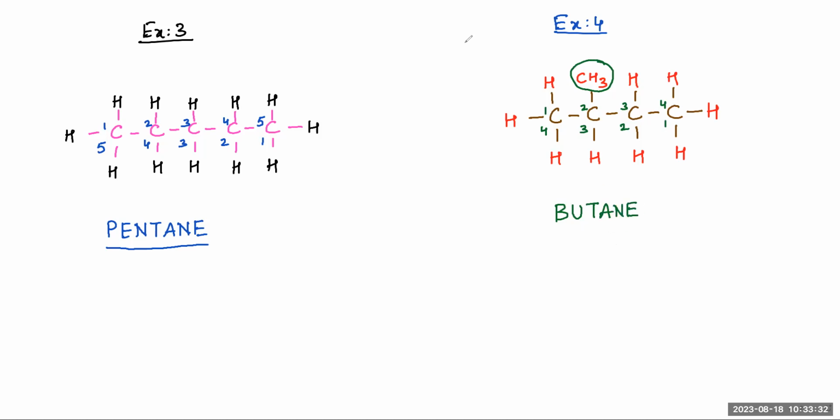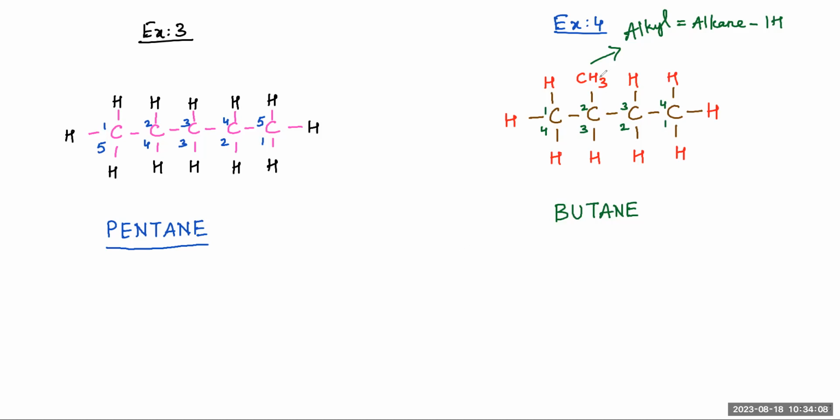Now, coming to this CH3, this attachment to the second carbon atom. As you can see, it is CH3. So what does this represent here? It is an alkyl. Why is it an alkyl? Alkyl basically is alkane minus 1 hydrogen. So alkyl is equal to alkane minus 1 hydrogen.